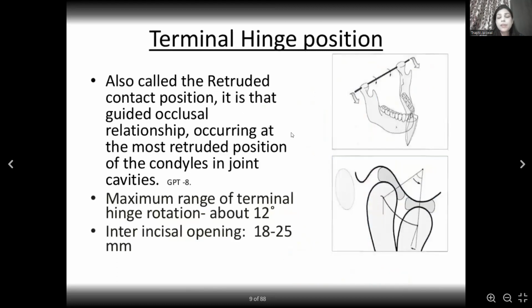We have already discussed the hinge position, that is the rotational movement of the condyle. The terminal hinge position is also called the retruded contact position. It is that guided occlusal relationship occurring at the most retruded position of the condyles in the joint cavities. The maximum range of terminal hinge rotation is about 12 degrees and the interincisal opening is 18 to 25 mm. This is when the mandible is in the most retruded, posterior most position, so the condyles and joint cavities will be in the terminal hinge position.